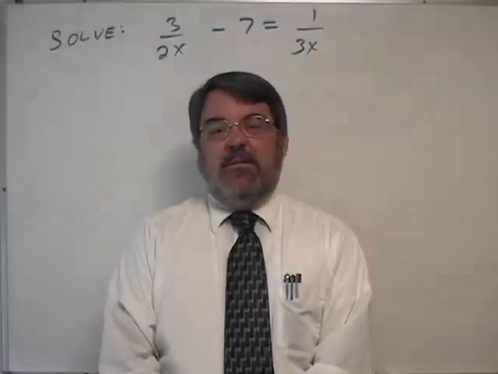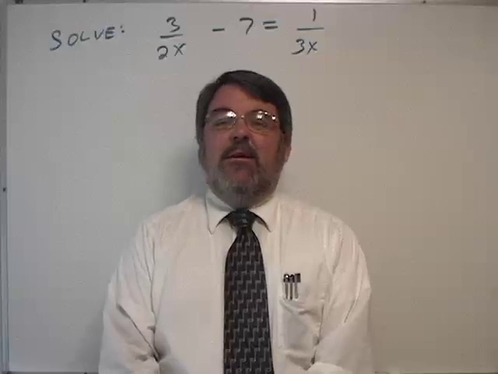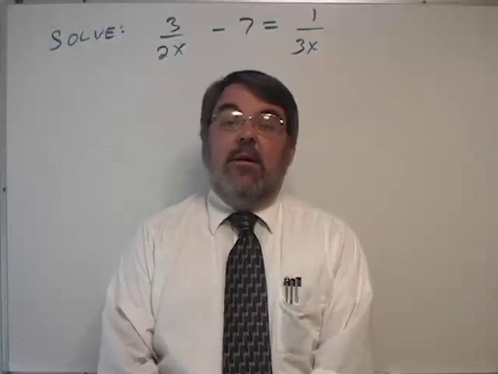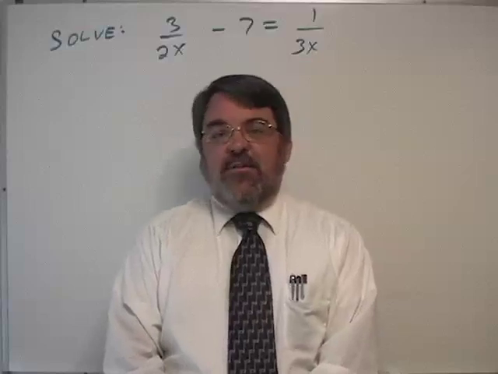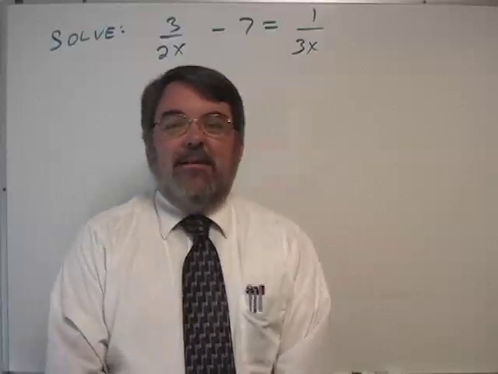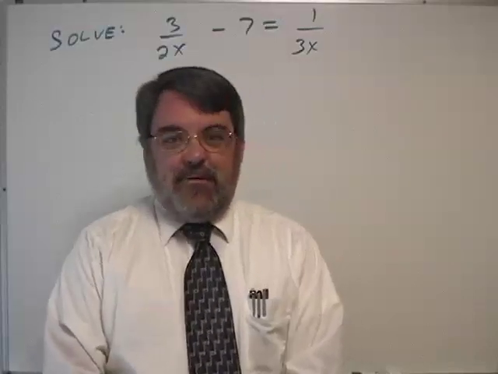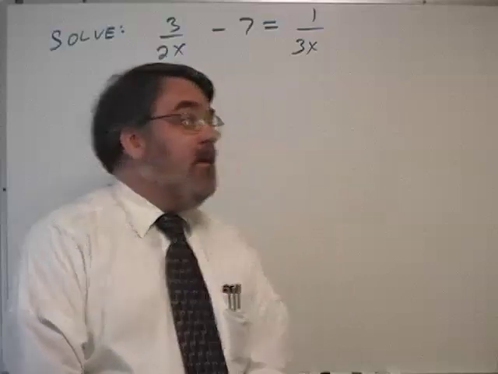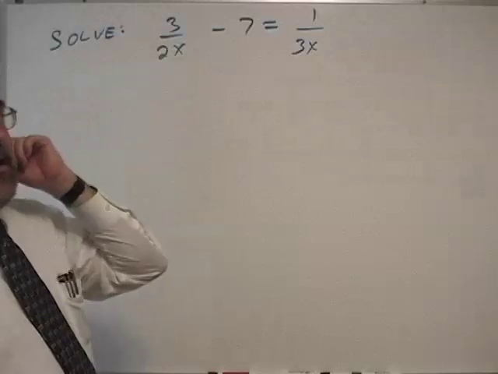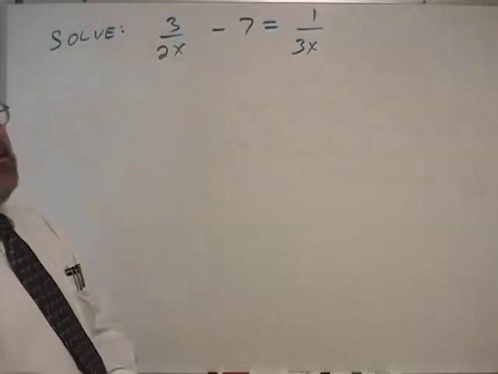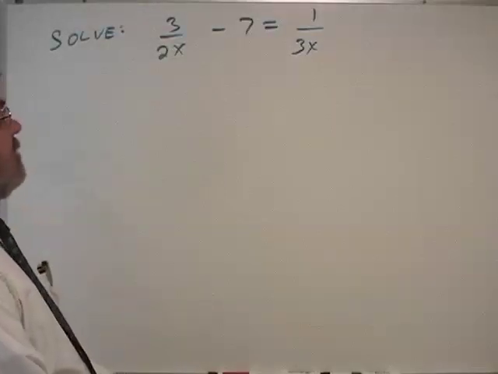In this section, you solve rational equations. A rational equation is an algebra equation in which there are fractions, and typically there are x's, or whatever variable you're using, which appear in the denominator. So I'm going to start off with a fairly simple one here. 3 over 2x minus 7 equals 1 over 3x.